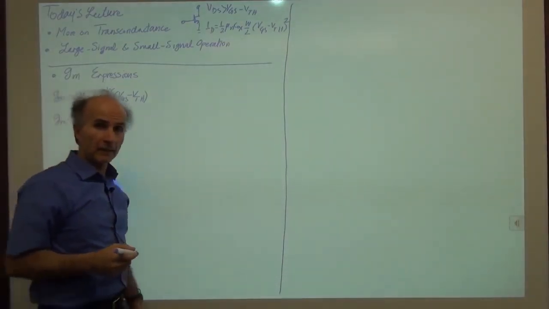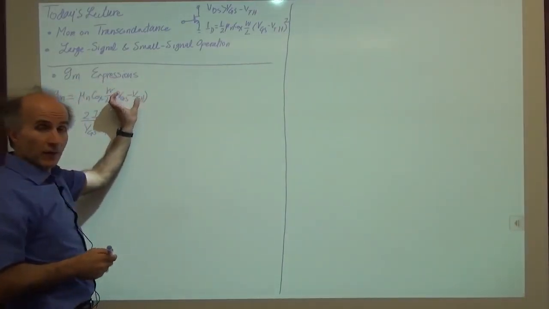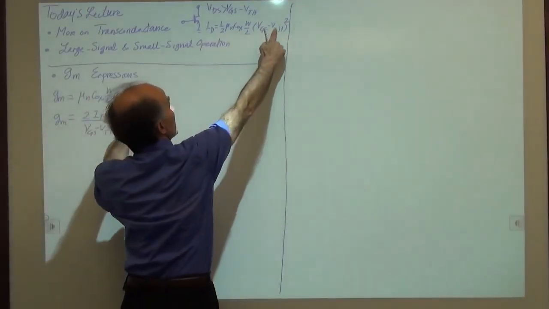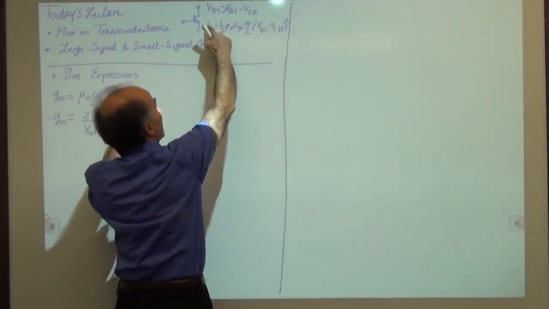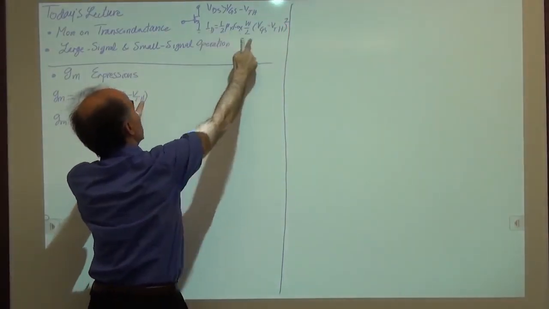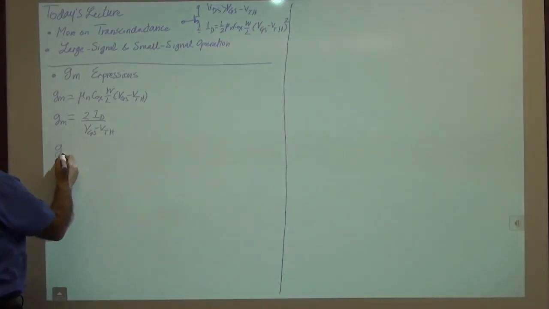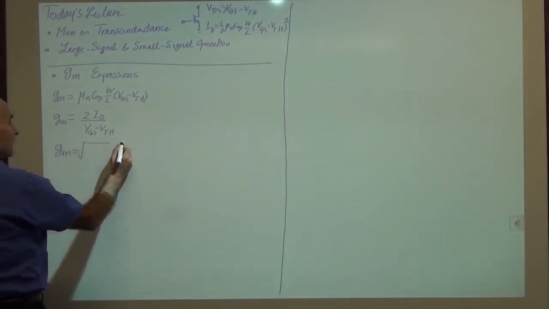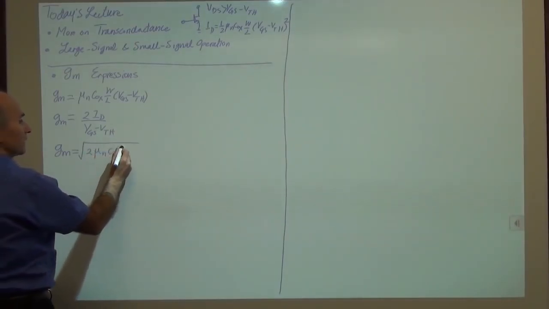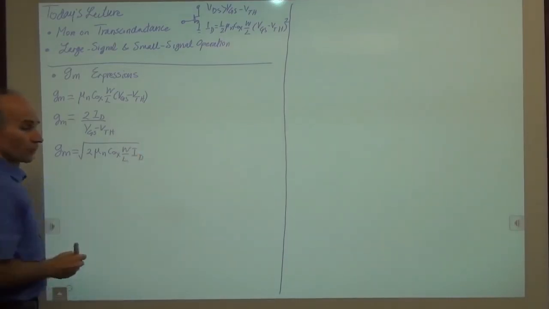Okay. And lastly, what I can do is remove this VGS minus VTH and substitute for it from the current equation. So VGS minus VTH is equal to this divided by the square root of that, right? So I replace this VGS minus VTH with that, and that gives you the third equation, which is the square root of 2 mu n Cox W over L times the bias current, the drain current.